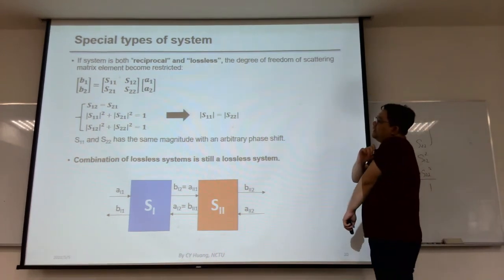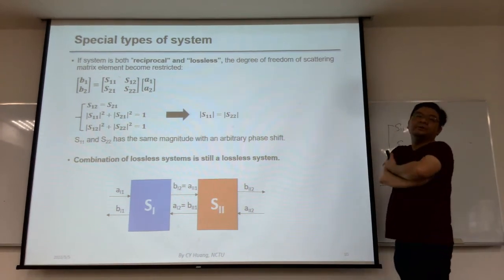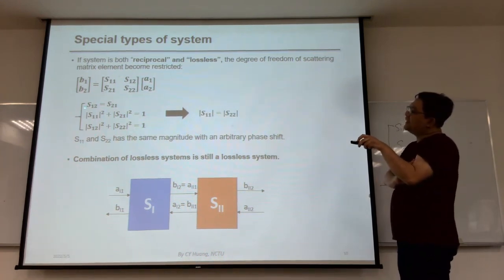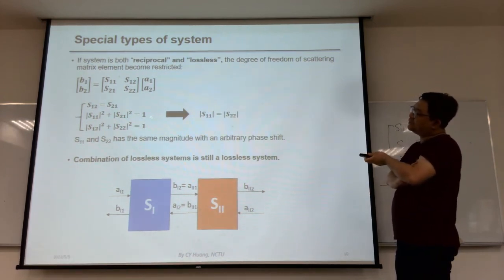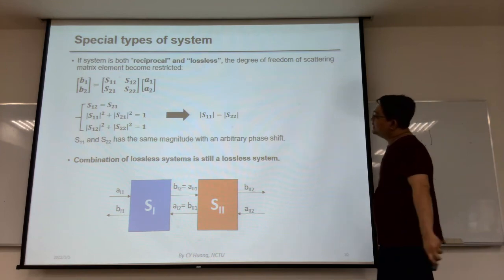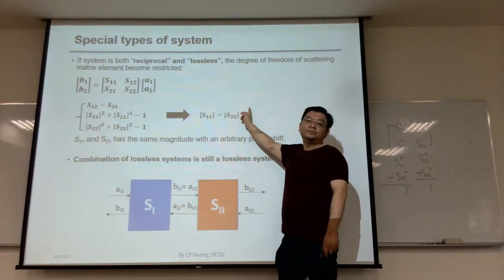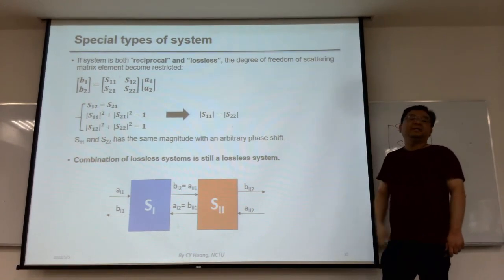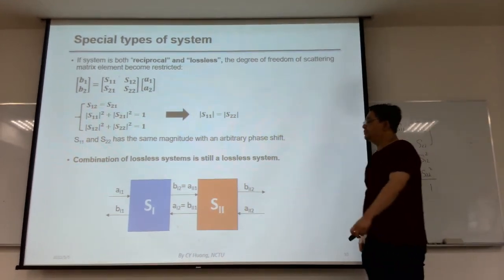Okay, so then we can conclude both. If a system is both reciprocal and lossless, what will it look like? We need to combine these two properties. First, S12 is equal to S21. Second, S11 squared plus S21 squared should be equal to 1, and S12 squared plus S22 squared should be equal to 1 as well. So the conclusion is that S11 should be equal in magnitude to S22. So that means the matrix is symmetric in the diagonal direction and the off-diagonal direction both.